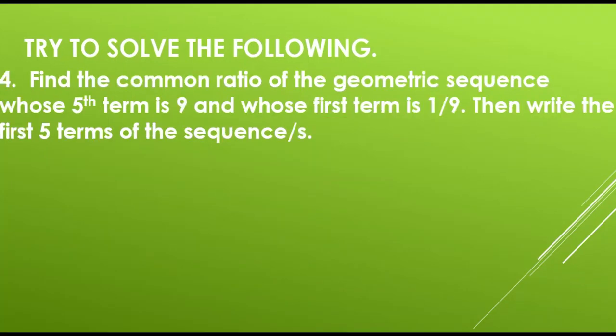Okay, let's have problem number 4. Find the common ratio of the geometric sequence whose fifth term is 9 and whose first term is 1/9. Then write the first 5 terms. So the first 5 terms include the a sub 1.